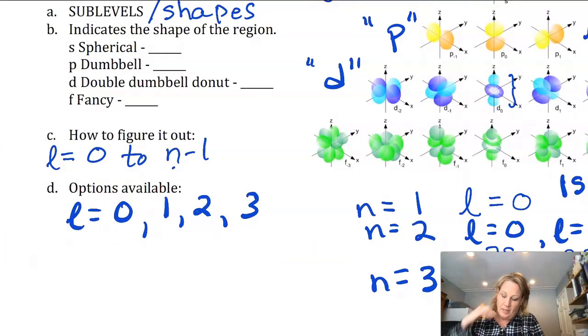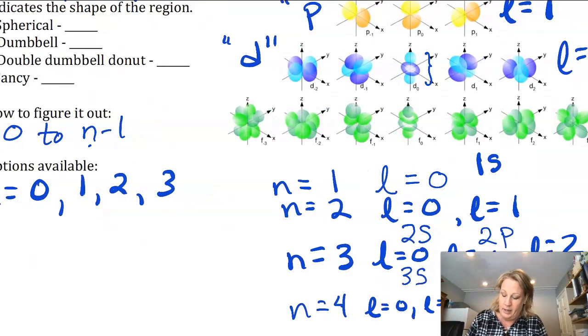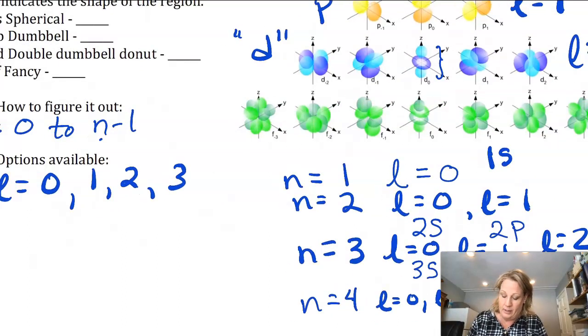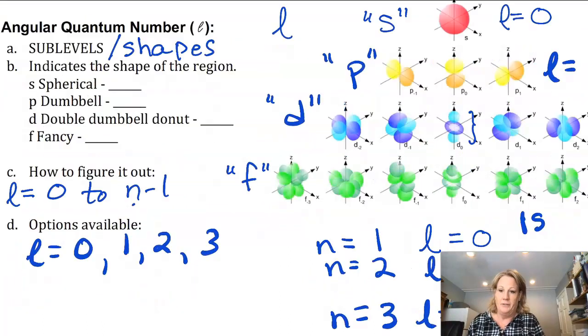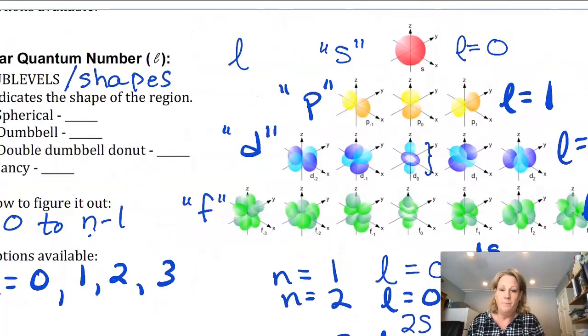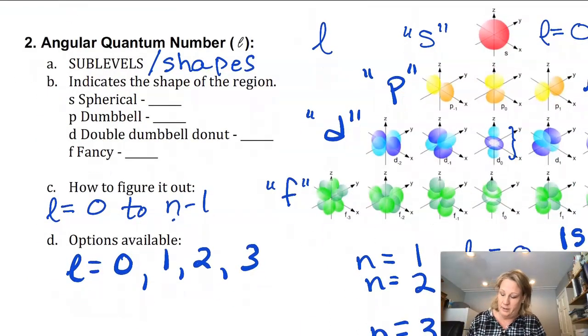And then lastly, if n equals 4, so you're in the fourth energy level, then you have the first time you will have L equals 3. And L equals 3 is the F fancy shaped sublevels. You would never have to draw the F or the D, but you should be able to draw or kind of explain the spheres, the S sublevel, and the P is that set of dumbbells.